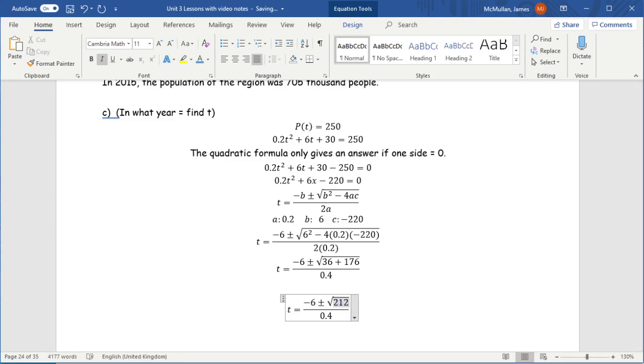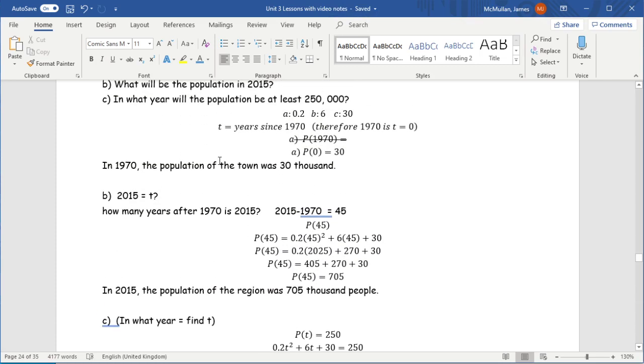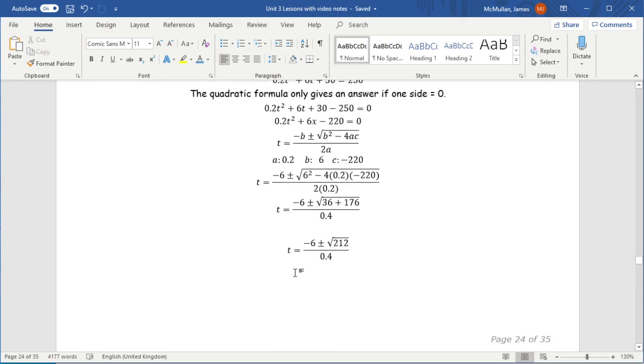212. And I think we only need the approximate because we don't need the exact answer. So let's go ahead and just plug this into the calculator. So we get negative 6 plus or minus root 212 over 0.4.